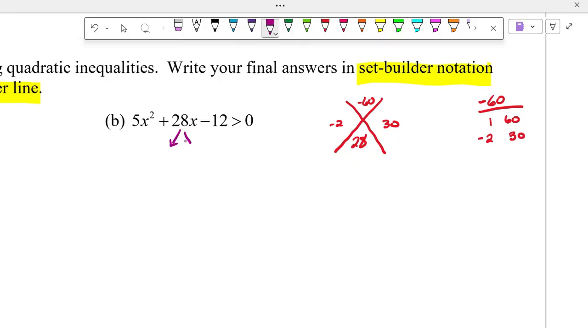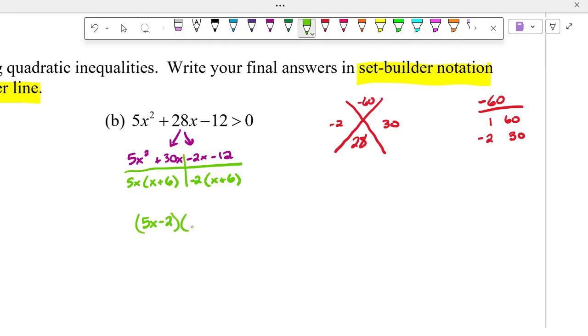So I'm then going to break this apart. So 5x squared plus 30x minus 2x minus 12. What do I factor out of the first group? 5x. What am I left with? X plus 6. What about the second group? Negative 2. I'm left with x plus 6. So this would be factored to 5x minus 2 times x plus 6. And we're solving for the x-intercept, so we're going to set it equal to 0.